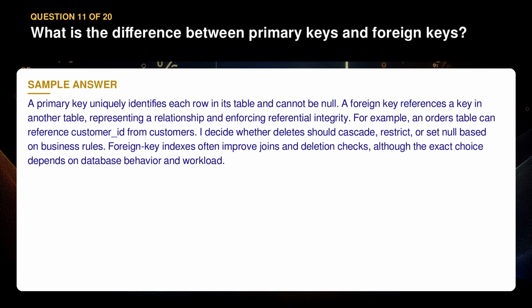For example, an orders table can reference customer ID from customers. I decide whether deletes should cascade, restrict, or set null based on business rules. Foreign key indexes often improve joins and deletion checks, although the exact choice depends on database behavior and workload.